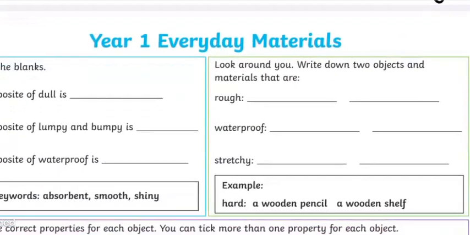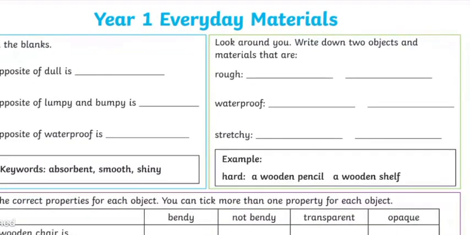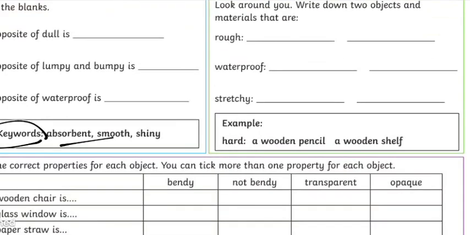Thank you. There is a page. Fill in the blanks. If he gives you keywords, it means you have to choose from them. You have absorbent, smooth, and shiny. So the opposite of dull is what? Shiny. So we'll make a slash and write shiny.